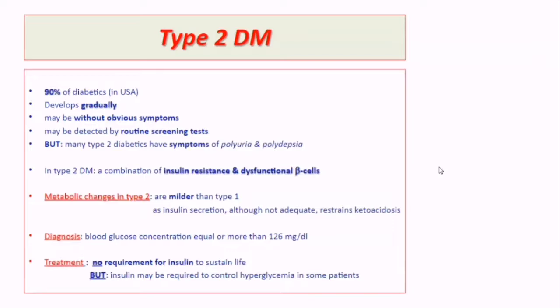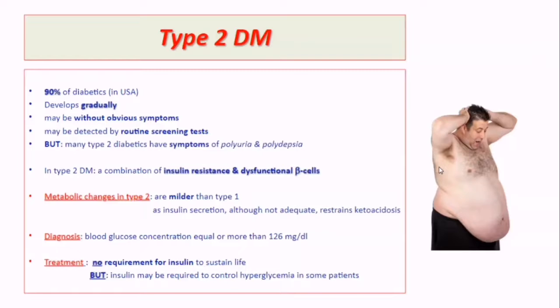So metabolic changes in type 2 diabetes are milder than type 1, as insulin secretion, although not adequate, restrains the ketoacidosis. So that is the secret why type 2 diabetics don't develop diabetic ketoacidosis, that is DKA. The diagnostic criteria are the same, and in treatment, these people usually don't require insulin injections to sustain life because oral hypoglycemic agents can be a good choice to keep up their insulin levels adequately so that hyperglycemia is reduced.